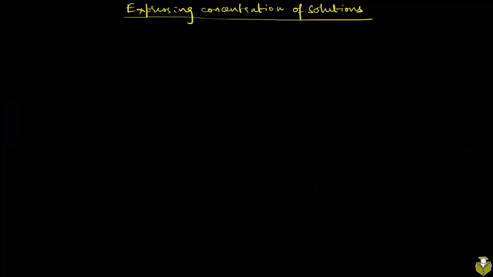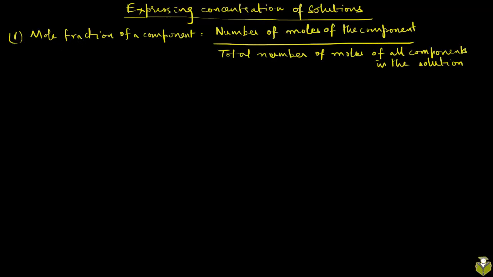Moving on, another way is to describe the mole fraction of a particular component. Here you calculate the number of moles of the component divided by the total number of moles of all components in the solution. This is often represented by the letter X, so you say XA. Let's say you have a binary solution of components A and B, so XA is going to be the number of moles of A divided by Na plus Nb in case of binary solutions.